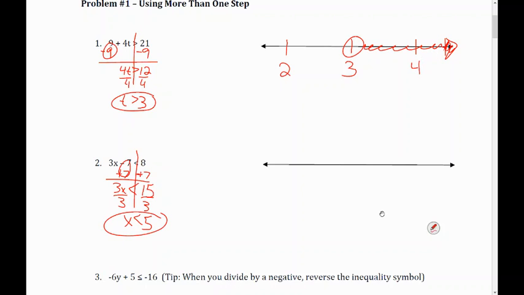Take that over here and graph. Again, circle is not shaded in. This time we're shading to the left since we have a less than symbol.